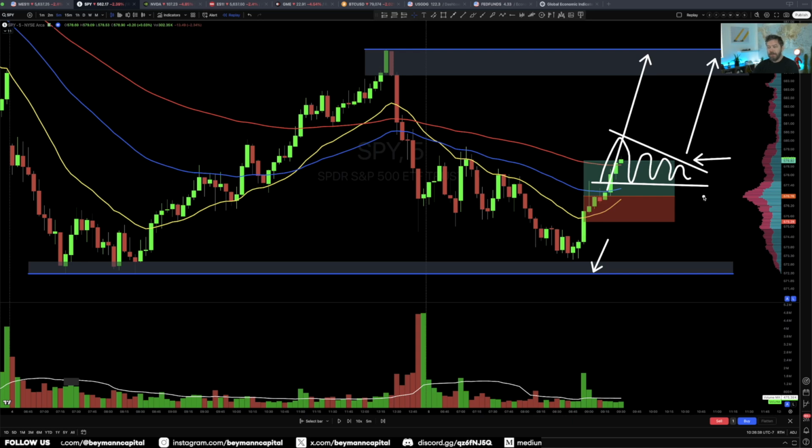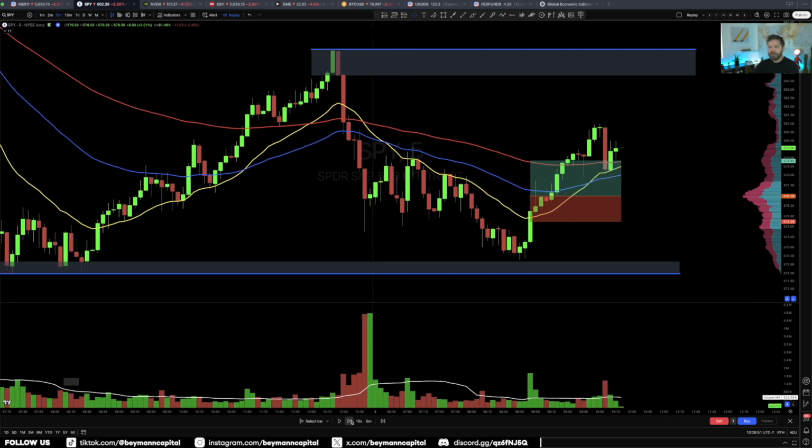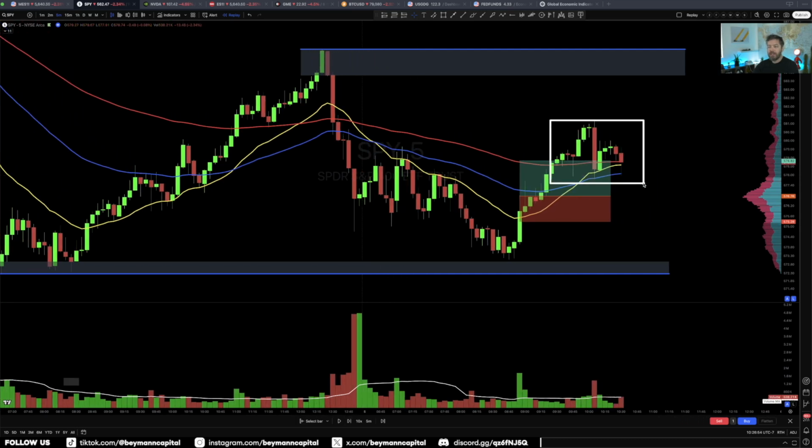So you will have another opportunity to enter and to go up there. But possibly, you might have a rejection at the 200 EMA and you would go down. So that's why selling 50% makes sense. So let's see how it goes. Okay, so we see it's choppy.